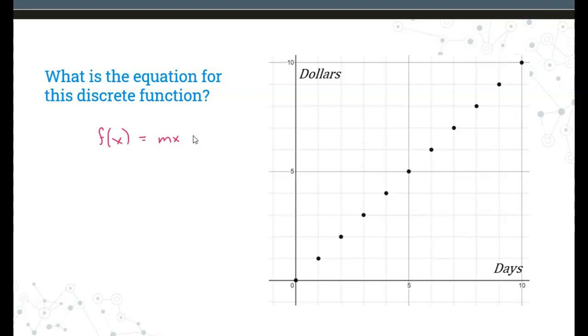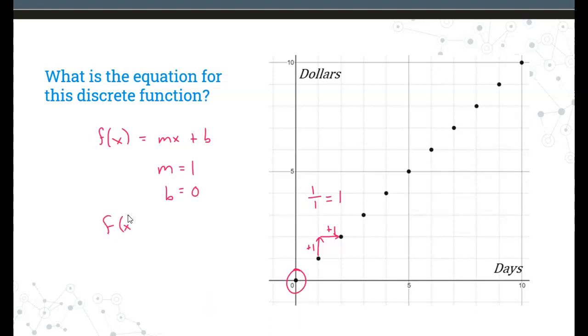Our form for a straight line is always mx plus b, that slope-intercept form. So we just need to find the slope and the intercept. Slope, we can tell, goes up 1, right 1. So rise over run will be 1 over 1, which is 1. And then our y-intercept is 0. That's where it crosses the y-axis.